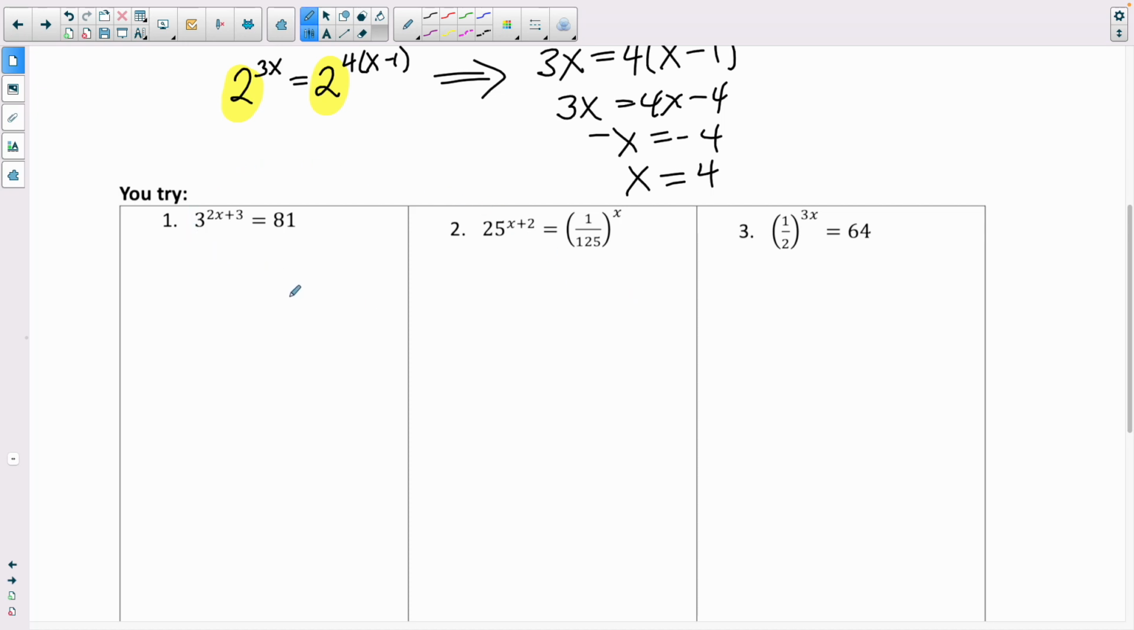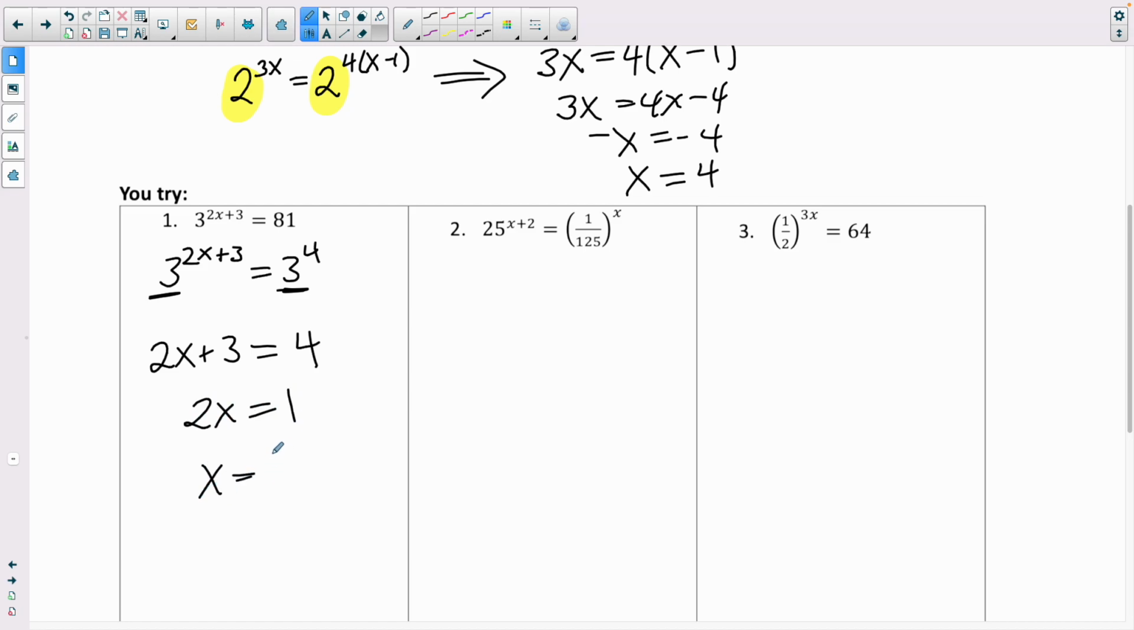All right, hopefully you gave this a shot. So 3 to the 2x plus 3 equals 81. 81 is a common power of 3. So 3 to the 2x plus 3 is equal to 81, which is the same as 3 to the fourth. We have a common base, so this implies that 2x plus 3 must equal 4. 2x equals 1, and so x equals 1/2. And so there is our answer.